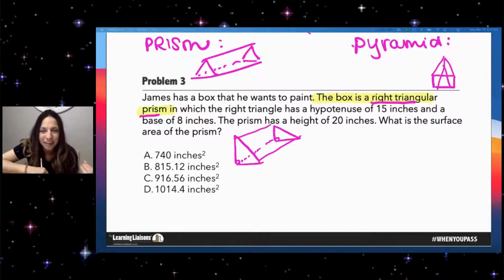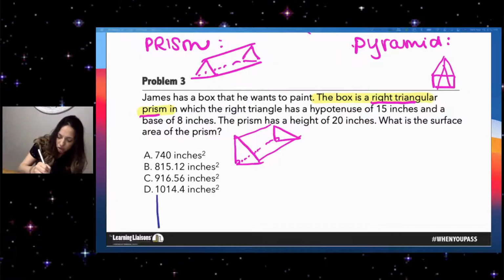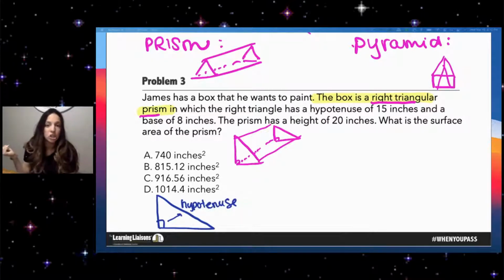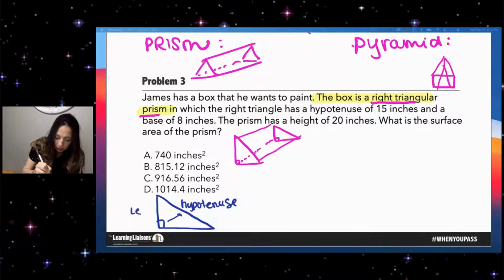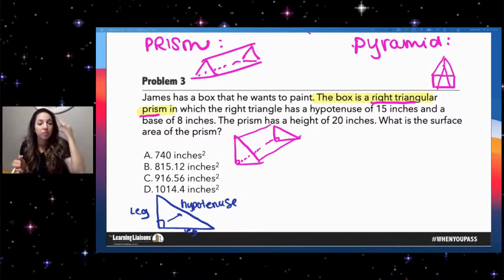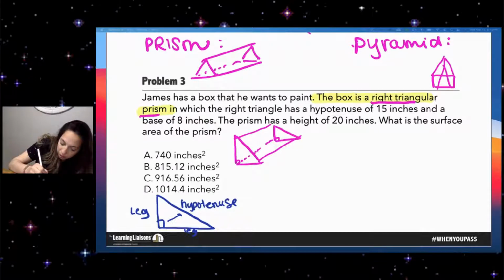What is the hypotenuse? Vocabulary is critical when it comes to these geometry problems. If I have a right triangle, this is going to be my hypotenuse. It's always across from the 90-degree angle. This is a leg, and this is a leg as well. And the hypotenuse is always going to be across from that 90-degree angle. So if the hypotenuse is 15, let's go ahead and label that.